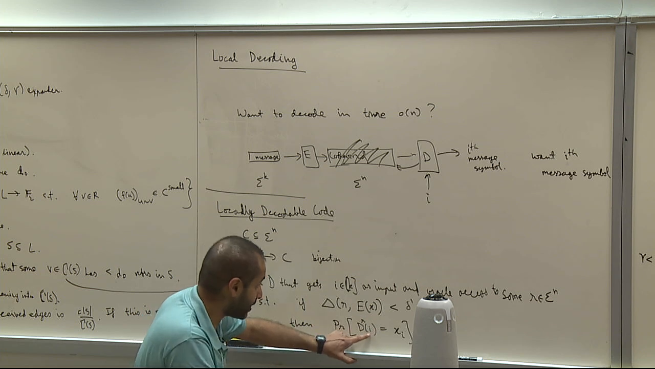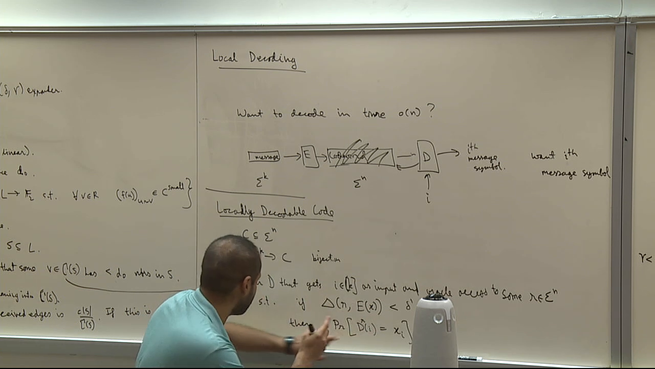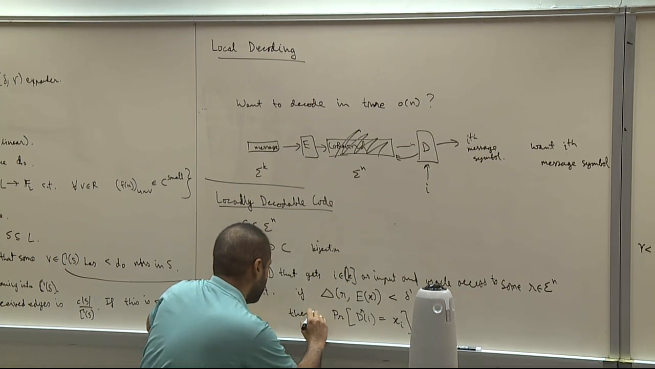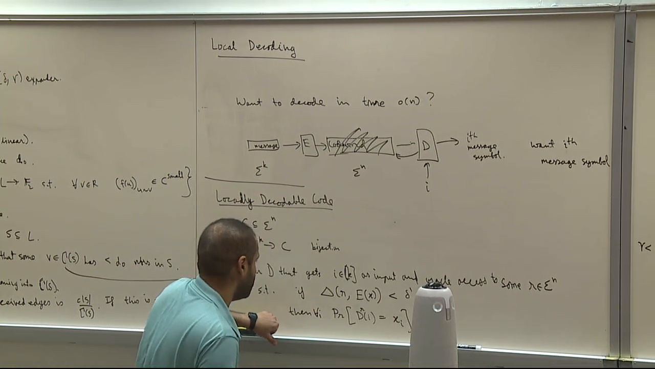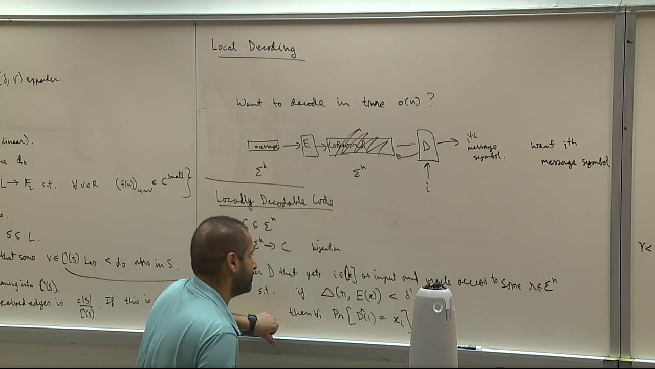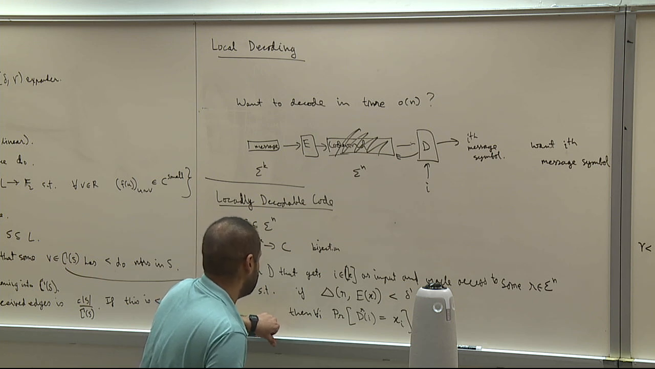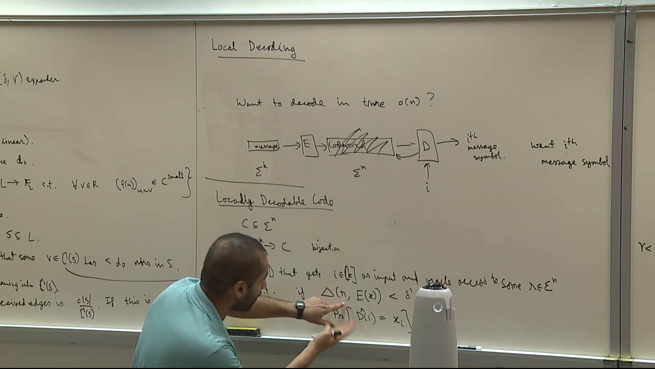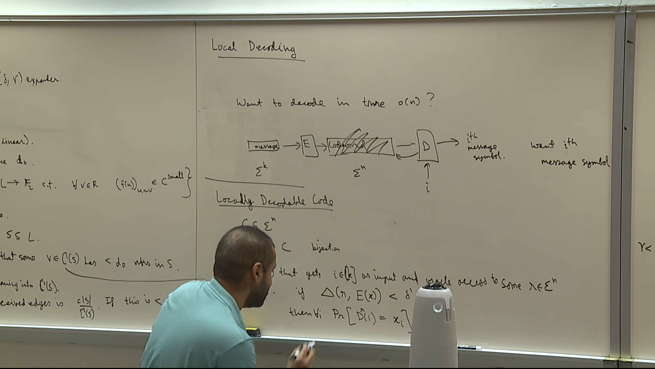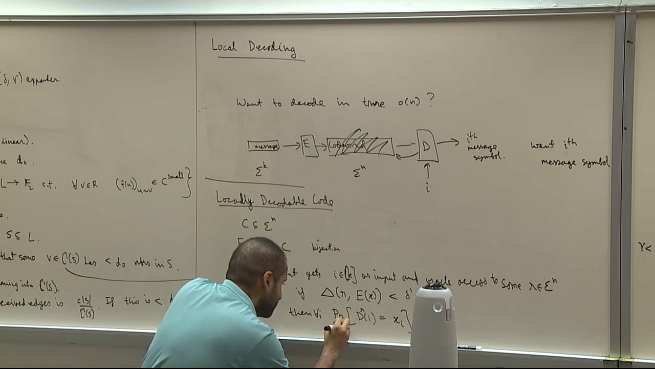There's no randomness on i. Did I say for all i? I didn't say for all. I need to say for all. For all i, and this is for all R such that this happens, and this is over the internal randomness of D.